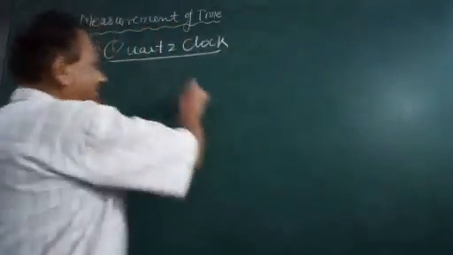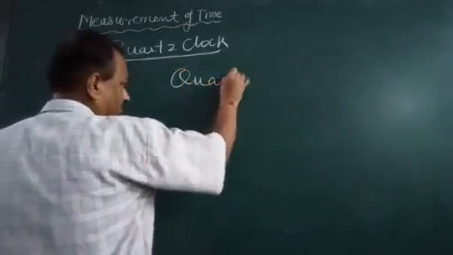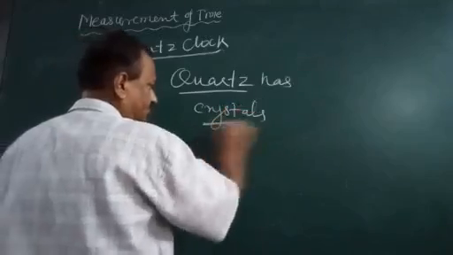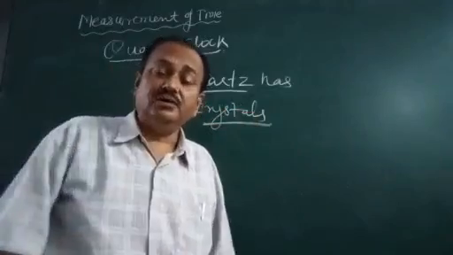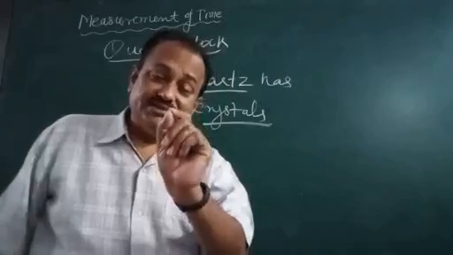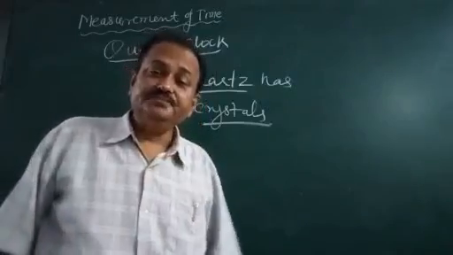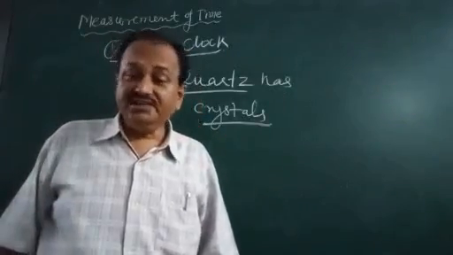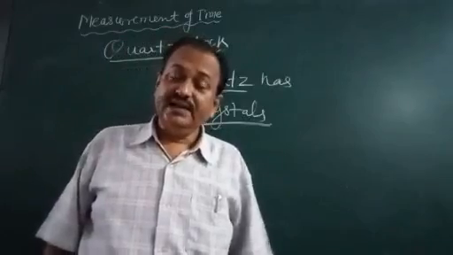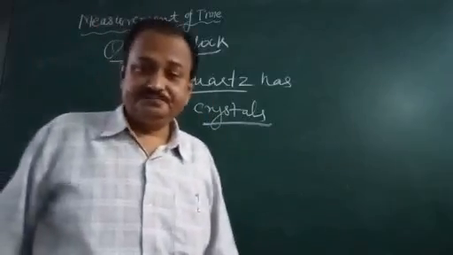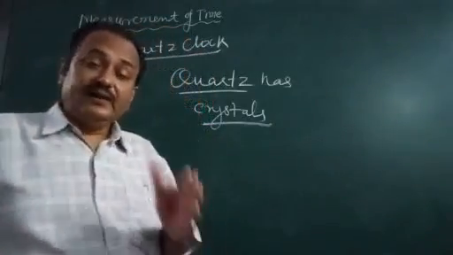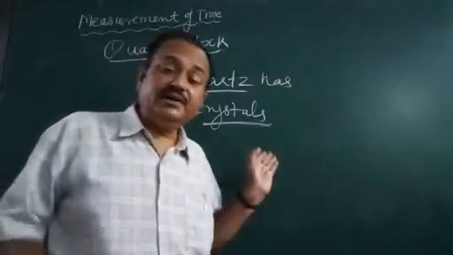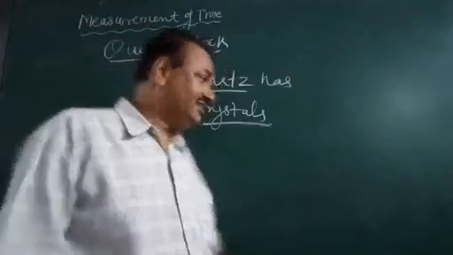So quartz has crystals. Crystals means very small, very delicate components, and quartz crystals have fixed oscillations. Quartz crystals are used in clocks. All electronic equipment, TV, mobile, any electronic equipment, works with the help of quartz oscillation.